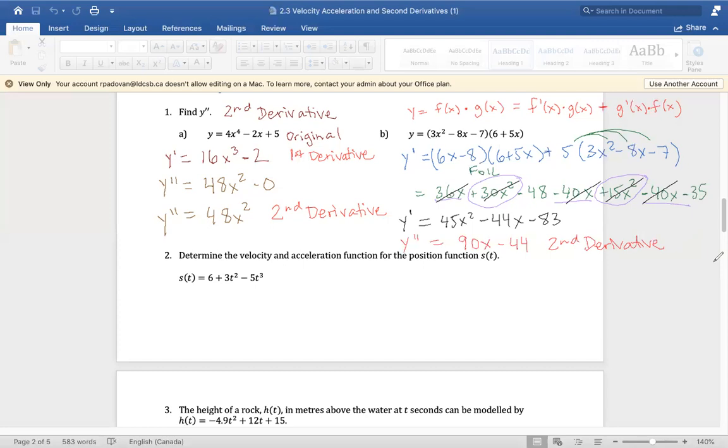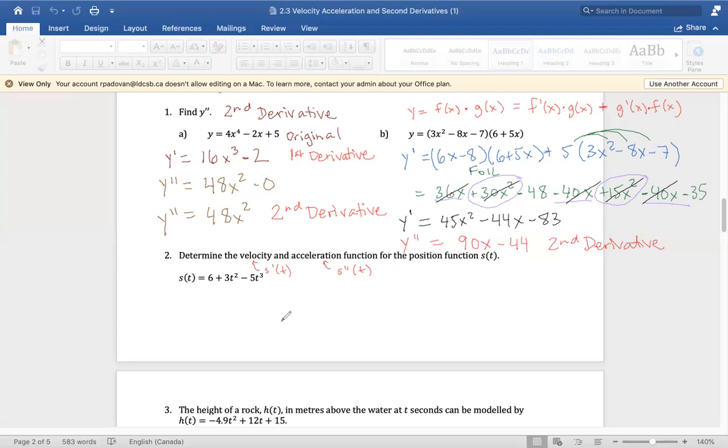So if we go into the second example here, hopefully I can fit it in down here. Determine the velocity and acceleration. So velocity is asking for the first derivative. So let's just say s prime of t. And the acceleration is technically asking for s double prime of t, right? Or the derivative of the velocity function for this function s of t.